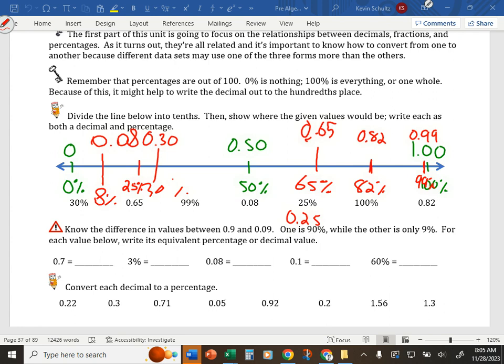So 100 is kind of important, and we'll get to the role that 100 plays shortly. But take a look at something like this. 82% and 0.82. 65%, 0.65. 30%, 0.30. What are you noticing here, Aiden? One's got the percentage sign, the other one doesn't. So there's something to that.